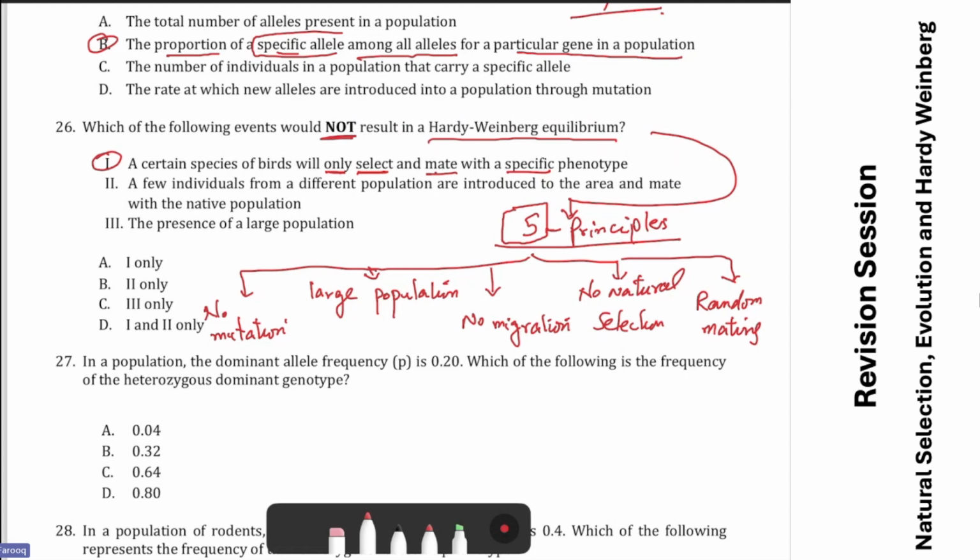A few individuals from a different population are introduced into a new population and mate. So this is migration. They are migrating. So again, this is a violation. The presence of a large population: we need a large population and there is a large population. So this is not a violation. So this event will not result in anything. So the only two are one and two.